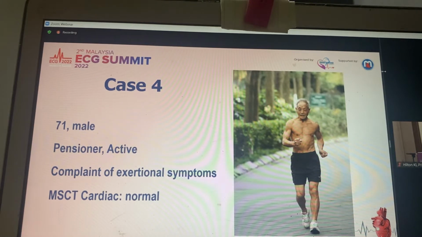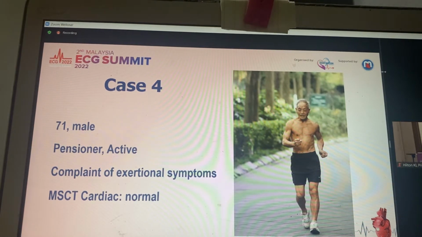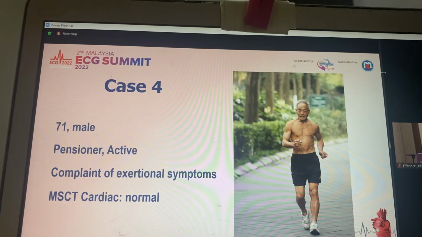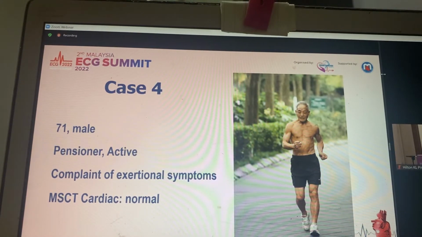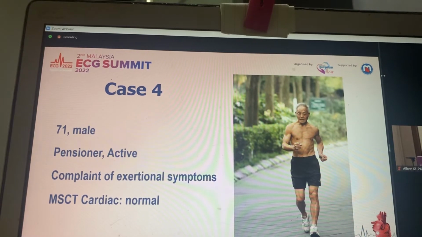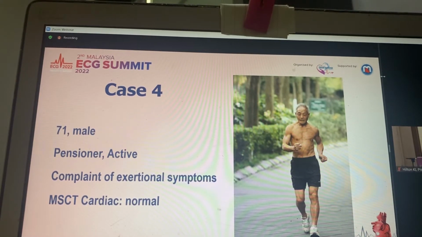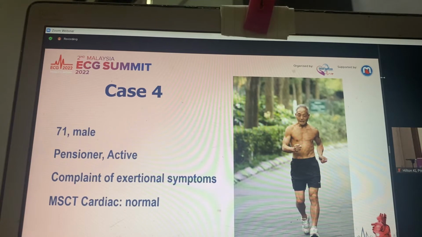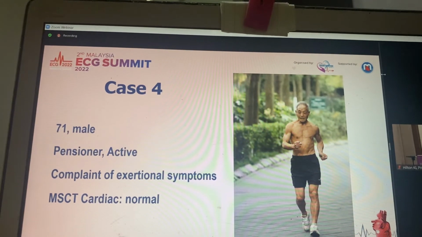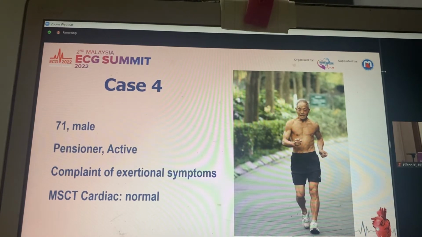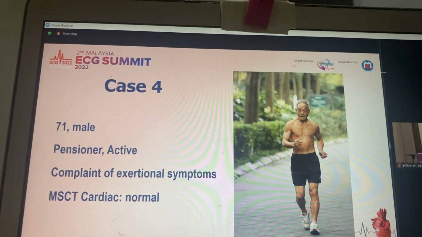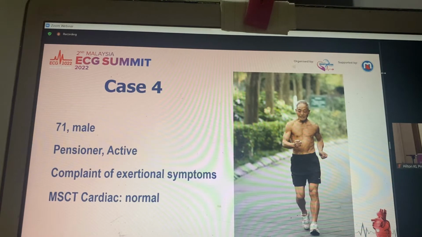So we had case number 4, a 71-year-old male pensioner, very active, still running over the weekend, sometime in the evening, and recently had started to complain of exertional symptoms. They had done investigations at the private hospital. They had done MSCT cardiac, which turned out to be normal. Echo is also normal, and all the blood investigations are okay.